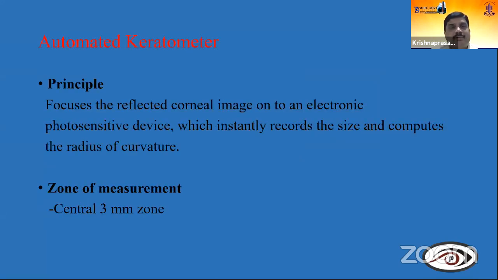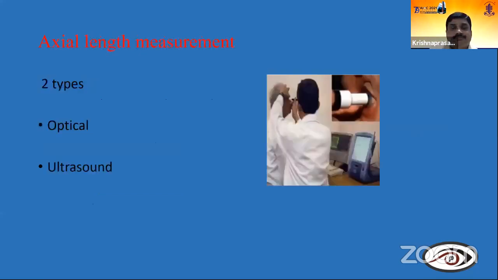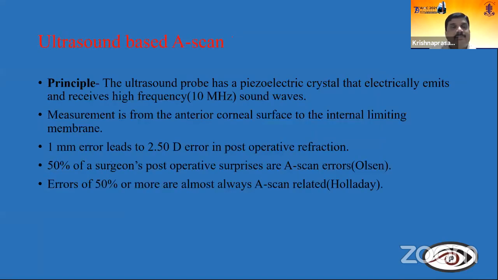Coming to the automated keratometer principle, here it focuses the reflected corneal images onto an electronic photosensitive device which instantly records the size and computes the radius of curvature. Very important here is the central 3 mm zone. There are two types of axial length measurement: one is optical and the other is ultrasound.